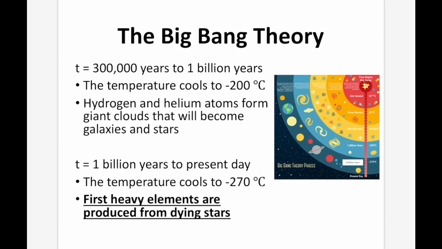From 1 billion years to the present day, our temperature is going to cool a little bit further. So it's going to go from minus 200 degrees Celsius to minus 270 degrees Celsius. And at this point, our first heavy elements are going to be produced from our dying stars.